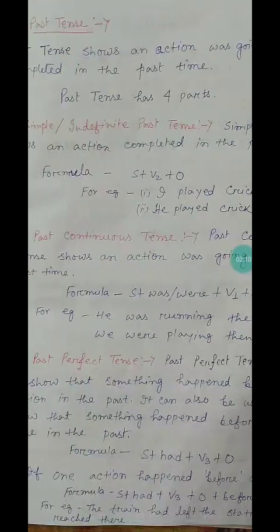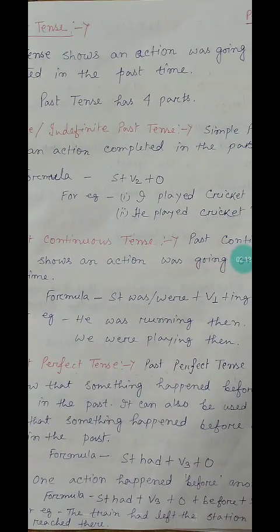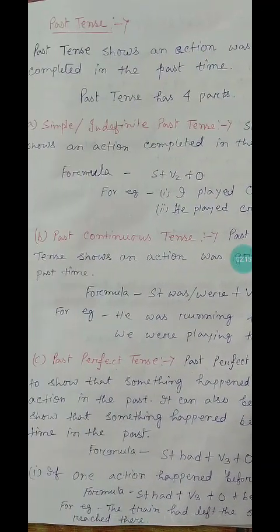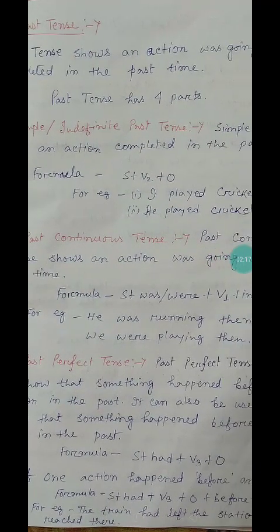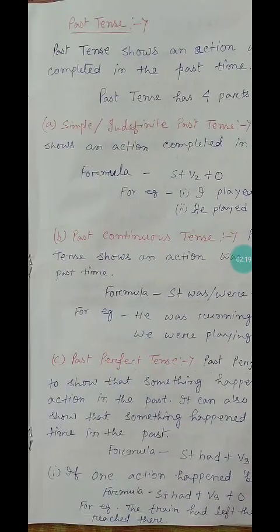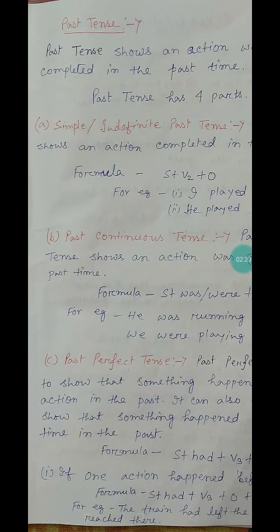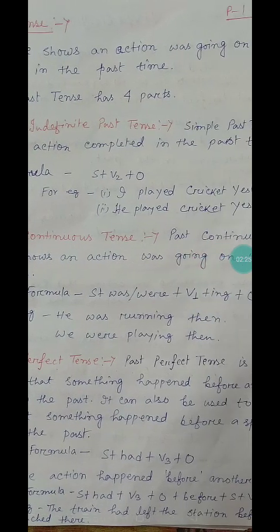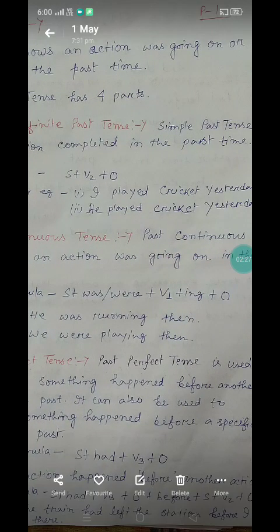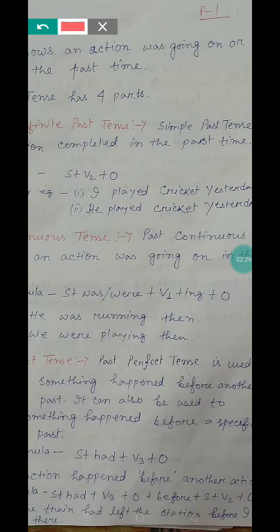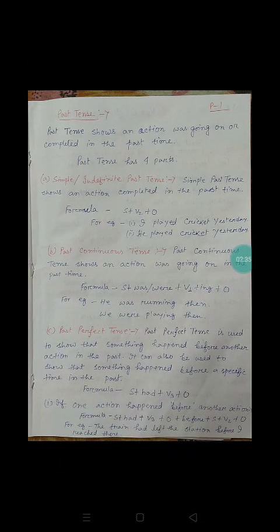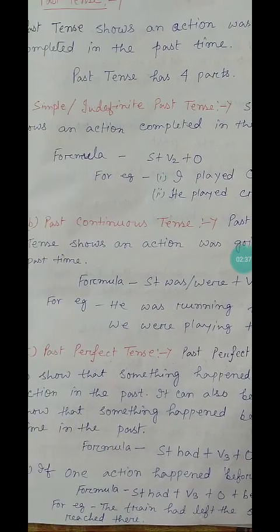Now coming to the past perfect tense. Past perfect tense is used to show that something happened before another action in the past. It can also be used to show that something happened before a specific time in the past. So formula: subject plus had plus V3 plus object. It is the actual formula of past perfect tense. But here I have divided the formula into two parts. First, number 1.